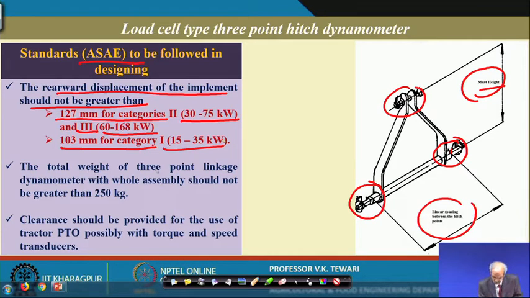The total weight of the 3-point linkage dynamometer with whole assembly should not be greater than 250 kg. Now, these are also standardized, because this is a weight which already has to be borne by the tractor, and it will add to the weight of the implement as well. So, we need to have some information about how much is the total weight of the 3-point linkage dynamometer which we are having. It should not be more than the highest value which has been given.